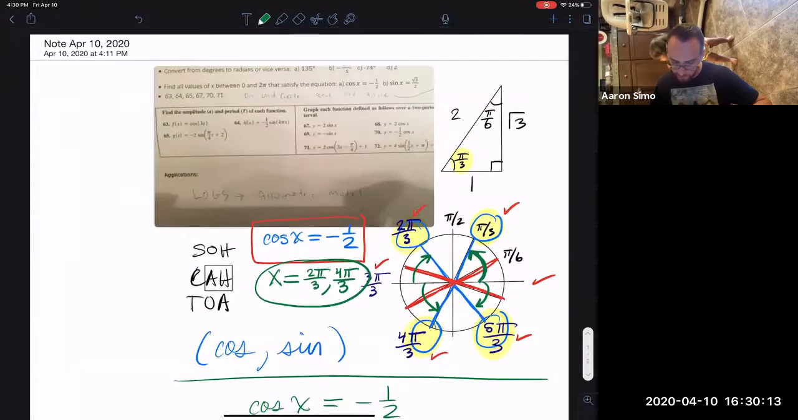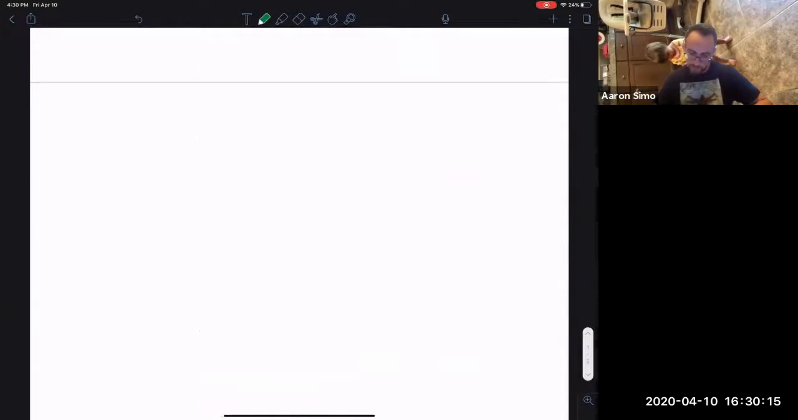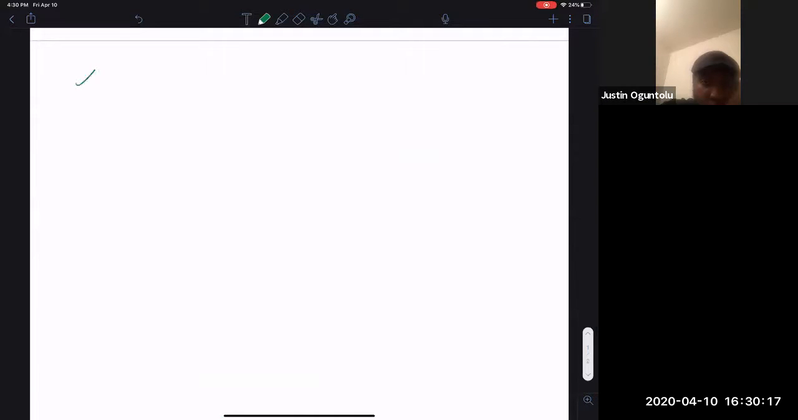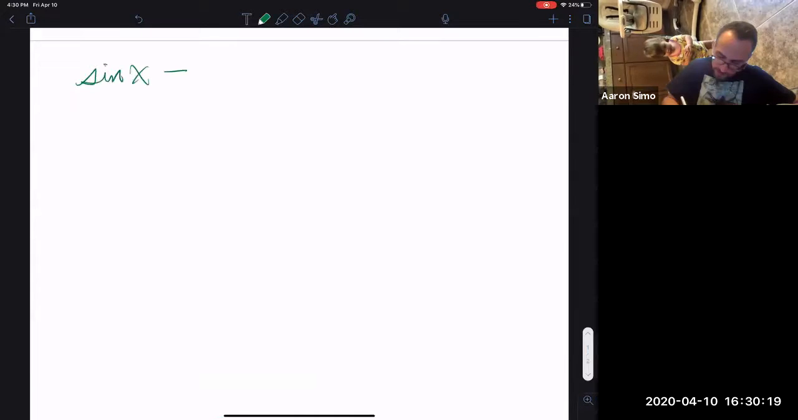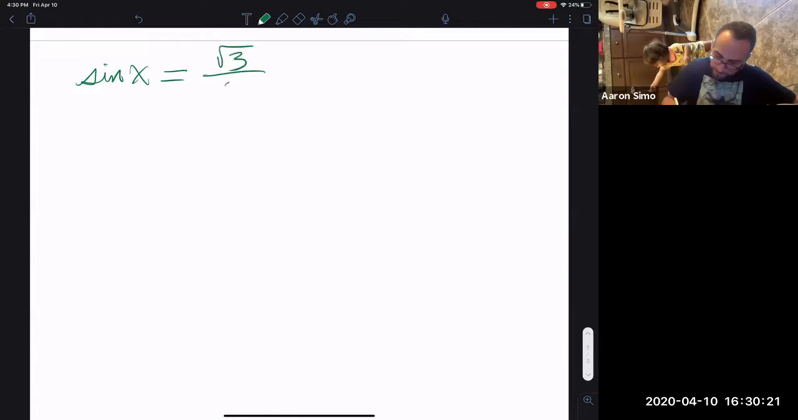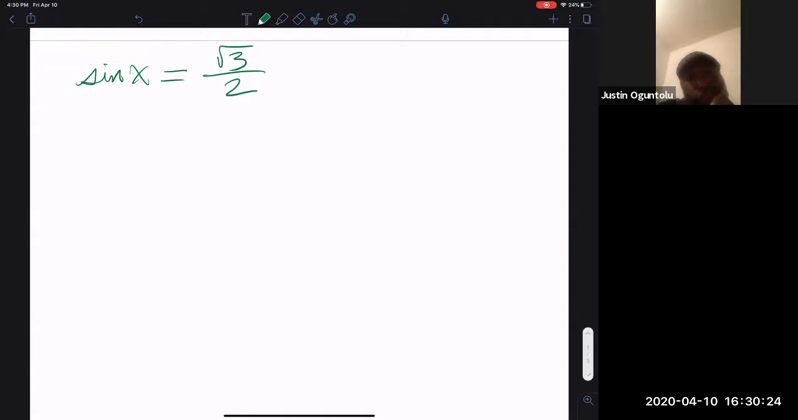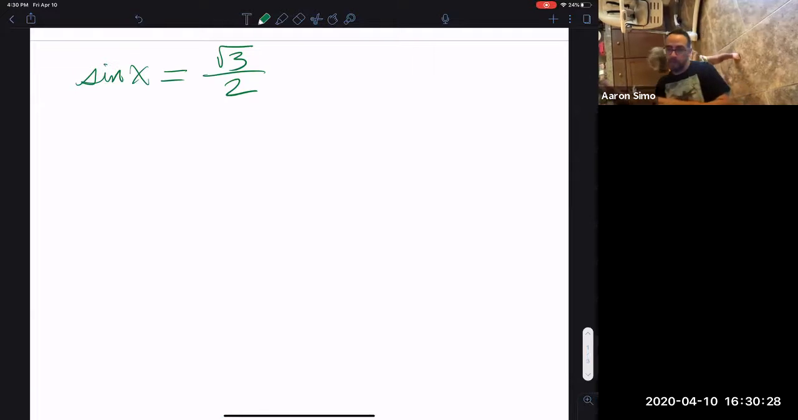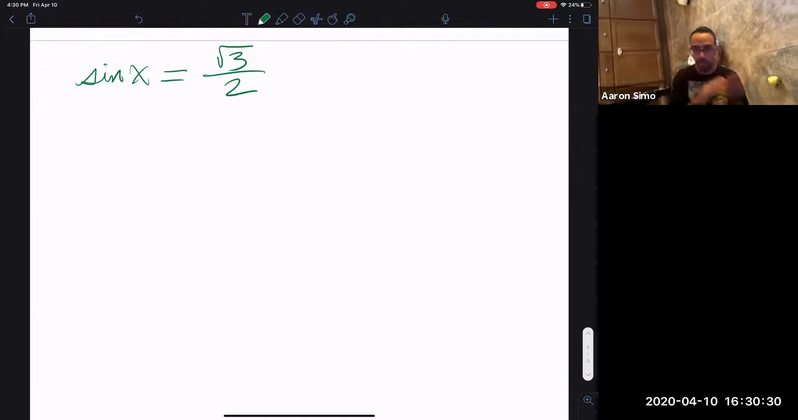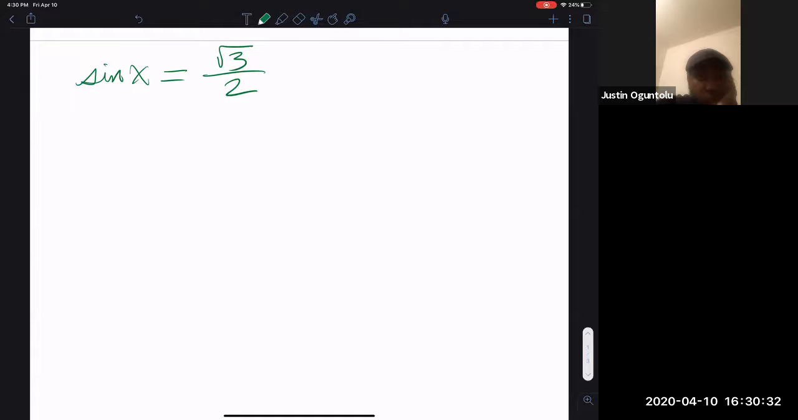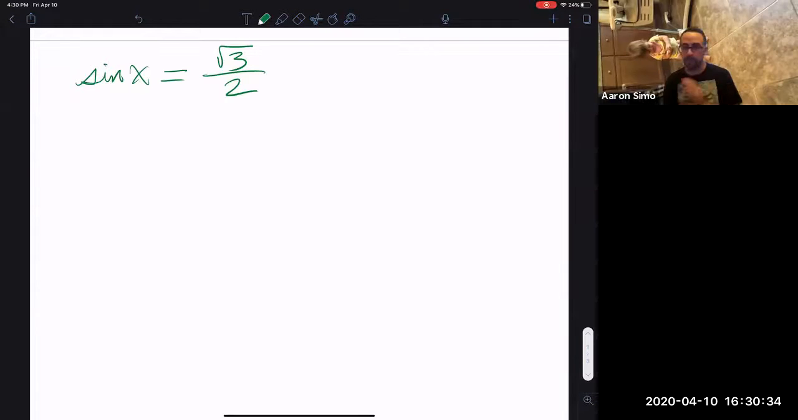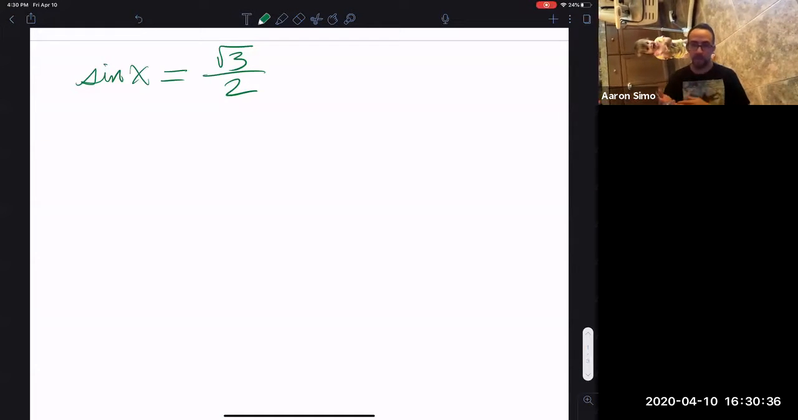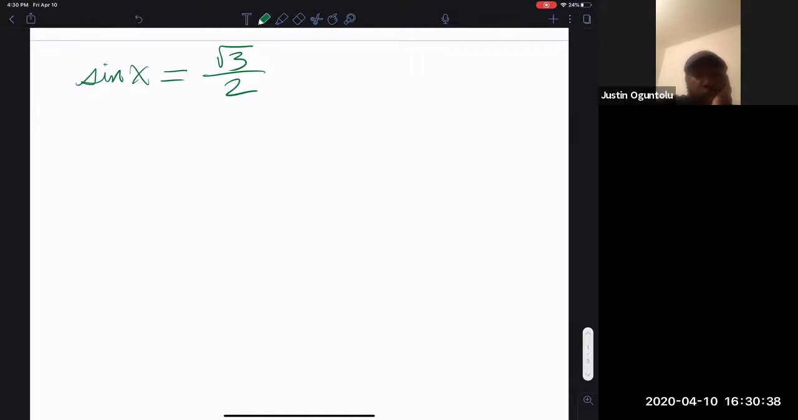Let me show you sine of x equals root 3 over 2. Check this out. Sine of x equals root 3 over 2, right? Is that the question that you're trying to find? Remember how I told you cosine was like x because it goes left and right? Sine is like what? If cosine is like x, then sine is like y.